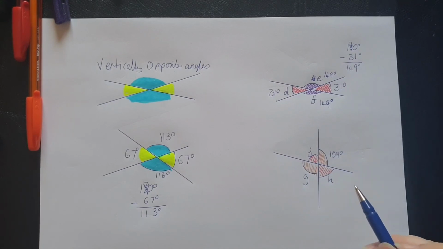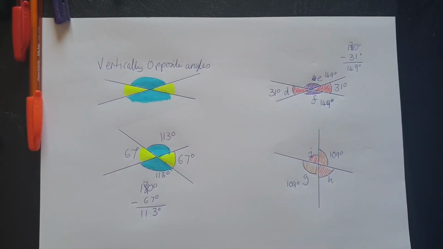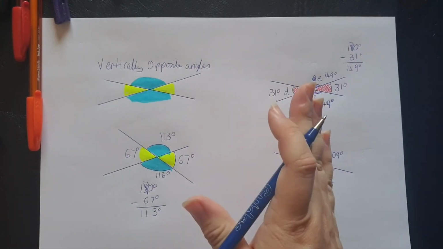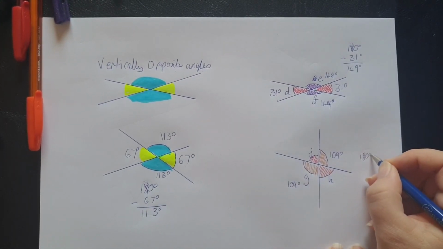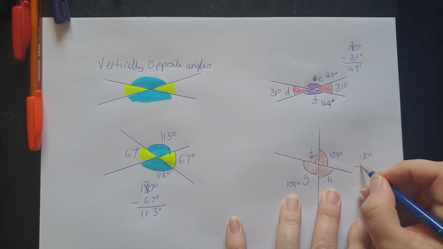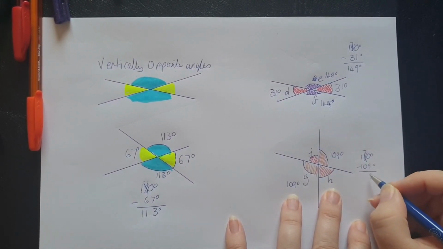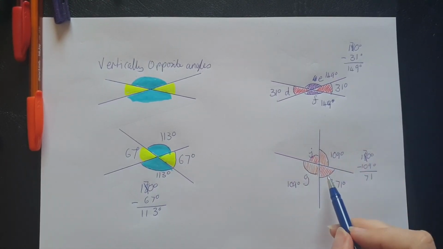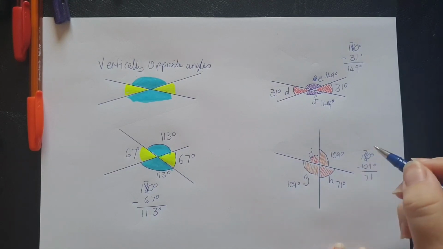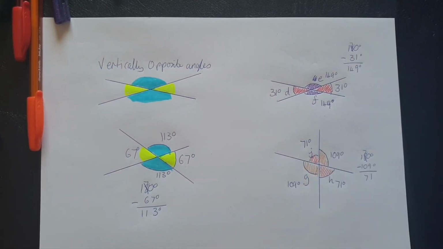Vertically opposite angles are equal, so if that's 109, that must also be 109. We know that is a straight line. So if we take the 180, subtract away 109, this must be 71 degrees, and again we already know these are vertically opposite. Therefore that one must also be 71 degrees.